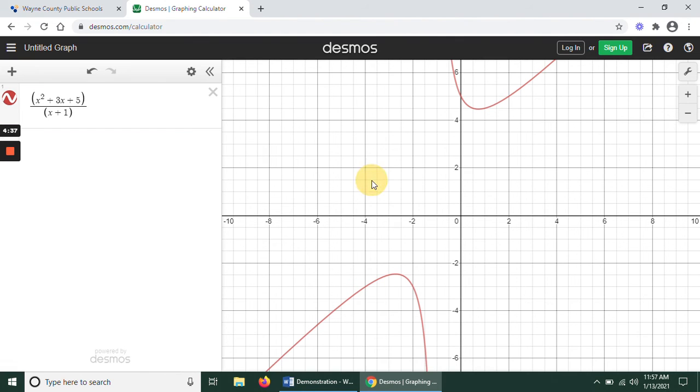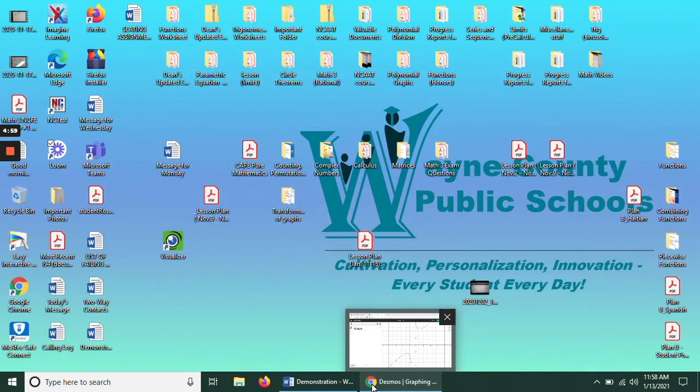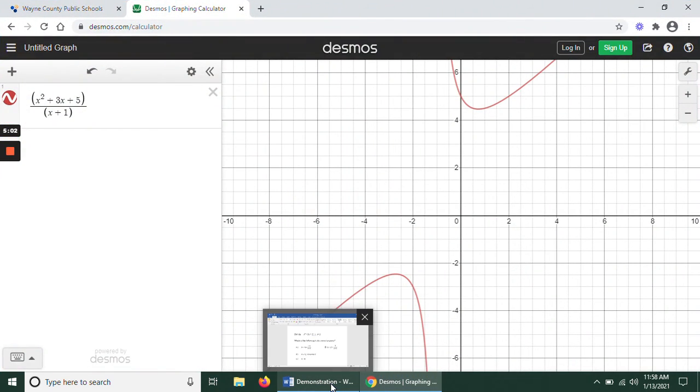Now notice that we have a graph here, and this graph is in red. This graph has 2 pieces. So the graph for our division problem is what we see in red.